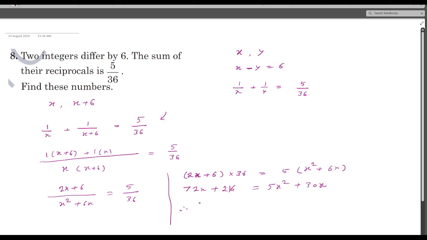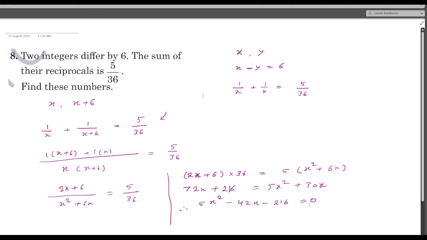Okay, so here I will have one quadratic equation, 5x square. This 72x will move to the right side. So 30 minus 72 will give me minus 42x. And then this 216 will also be minus 216 is equals to 0.